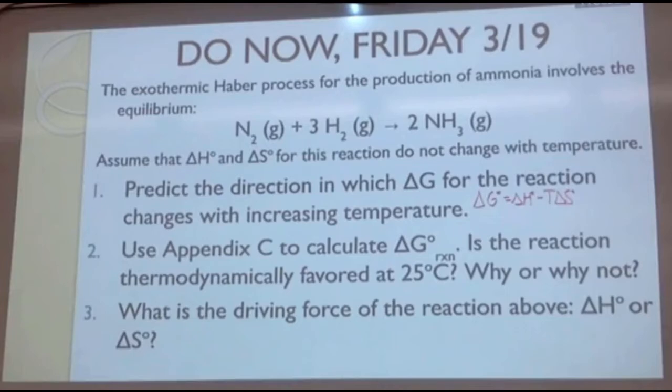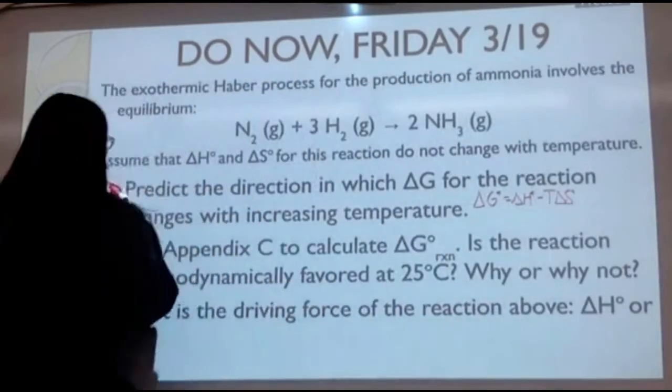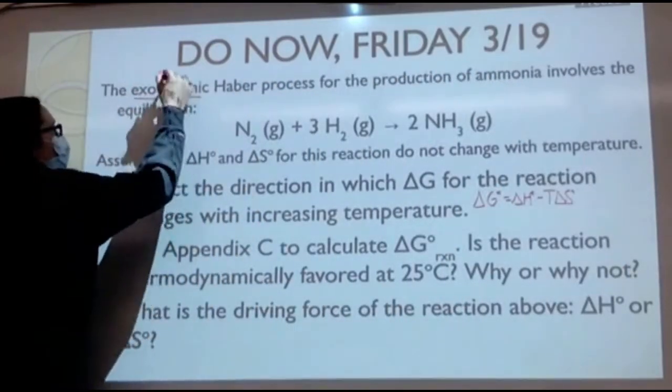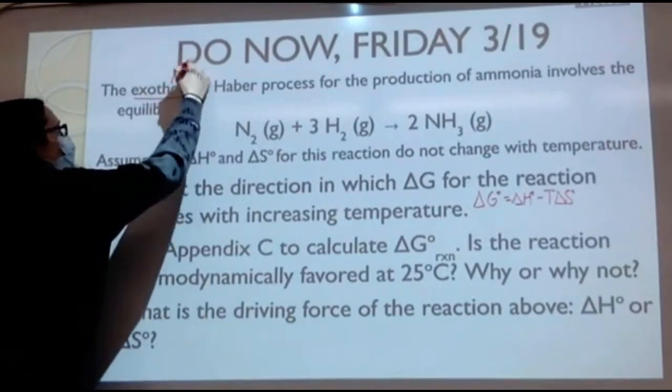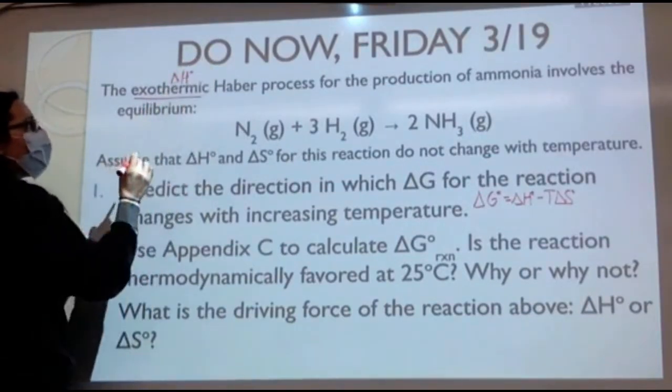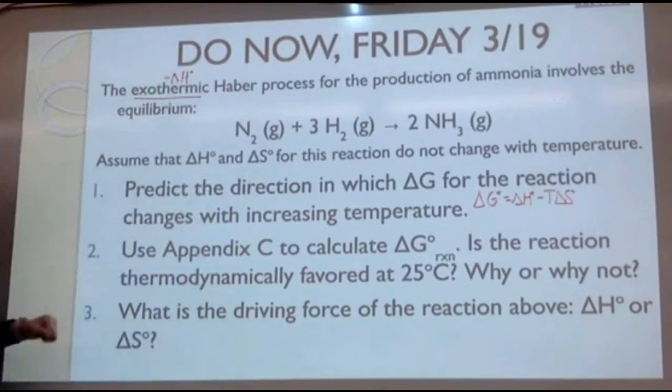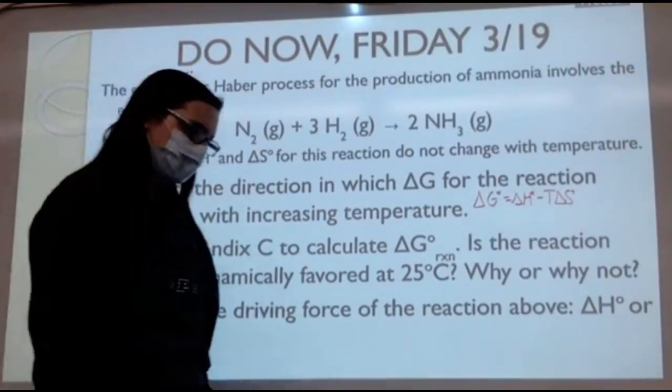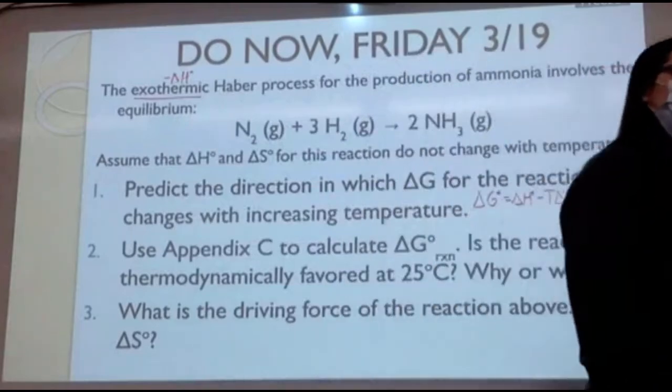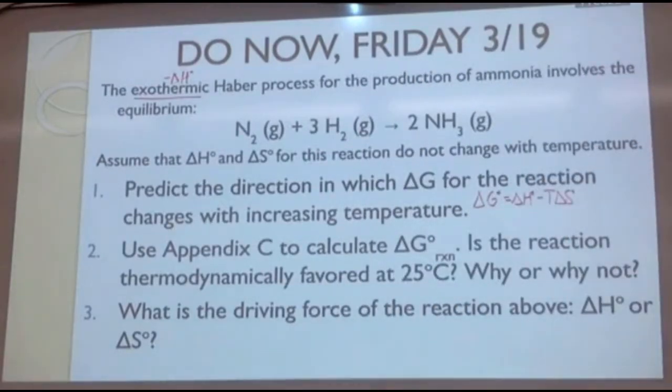So if we come back up to the top, it says the exothermic Haber process for the production of ammonia. Exothermic means, what is our sign of delta H? Negative. Delta H tells us whether a reaction is exothermic or endothermic. If it's exothermic, delta H is negative. So there's our sign of delta H.